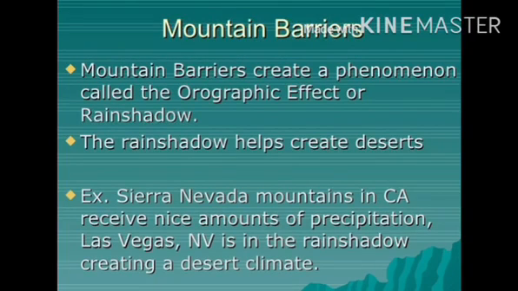Now mountain barriers. Mountain barriers create a phenomenon called the orographic effect or rain shadow. The rain shadow helps create deserts. Example: the Sierra Nevada mountains in California receive a nice amount of precipitation. Las Vegas, Nevada, is in the rain shadow, creating a desert climate.